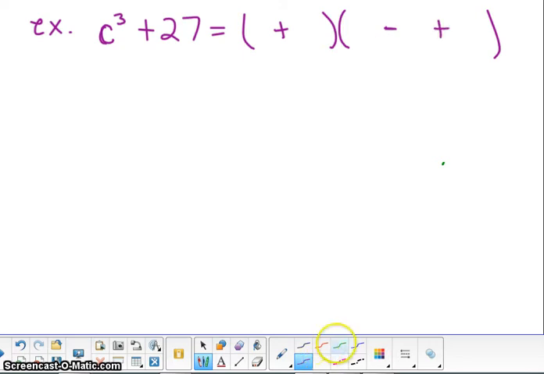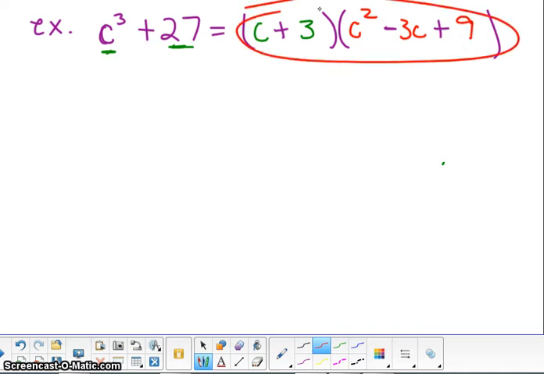Okay, so if I take the cube root of c cubed, that is c, and the cube root of 27, that is going to be 3. Then in the first spot, I'm going to square the first term, multiply the two together, and then square the 3. And that's your answer. Okay, let's try another one.